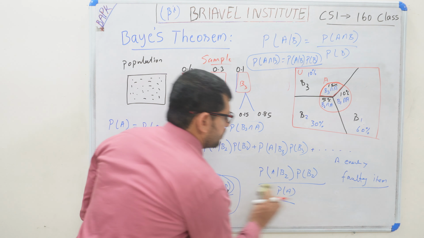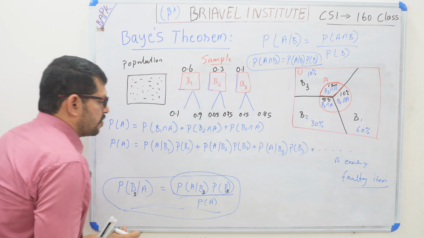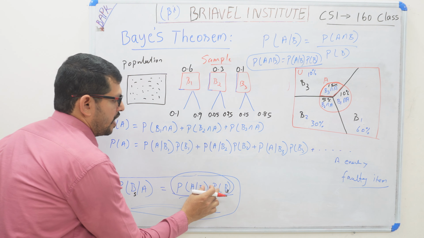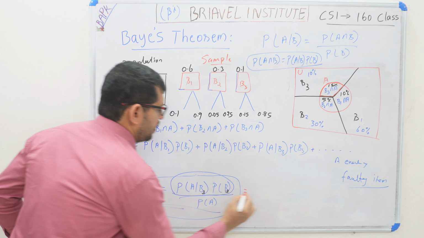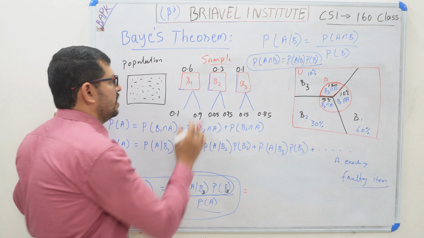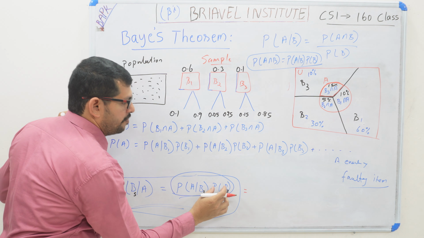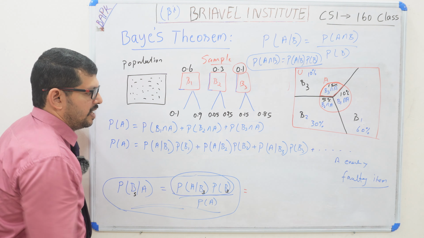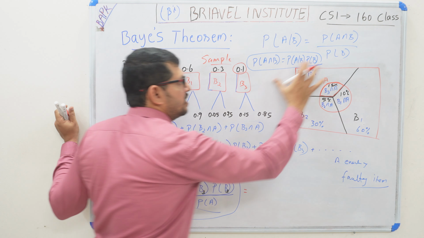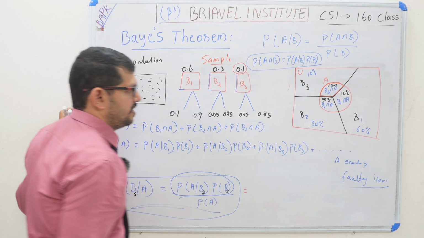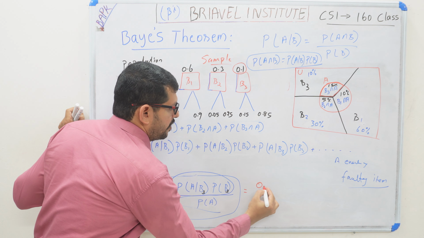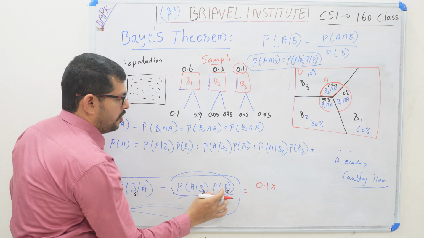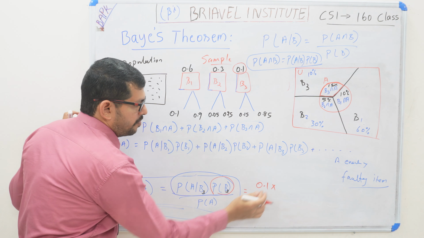So now what is the equation? Probability of A given B3 and probability of B3. What is the probability of B3? That is 0.1, the selection in the total probability. In total, in the company, B3 is supplying only 10%. So we can write the probability of B3 as 0.1.